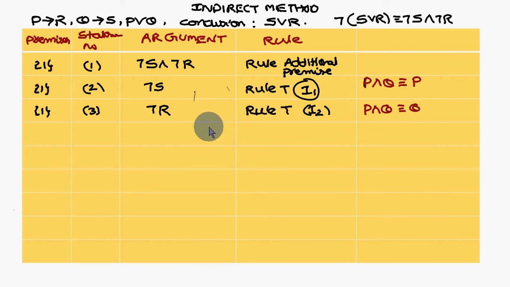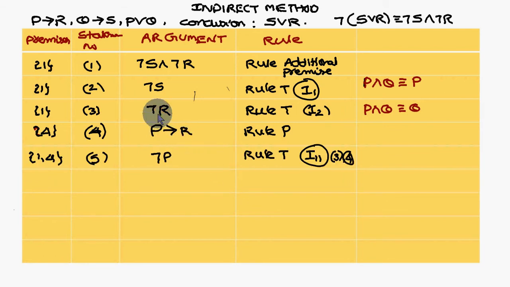Okay. So next, what we have to do? P conditional R. I am introducing the new premise, that's why rule P. If you look at this one, P conditional R and not R. If you combine these two statements, 3 and 4, you are going to get not P. This implication is I12, not I11. So P conditional Q and not Q gives rise to not P. So statements 3 and 4 I have combined.